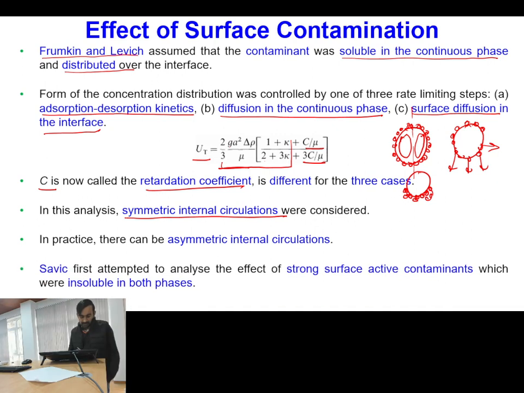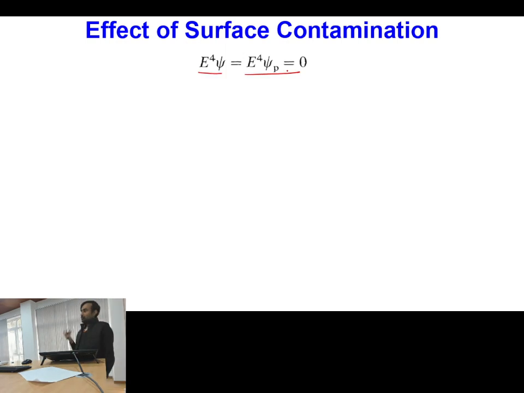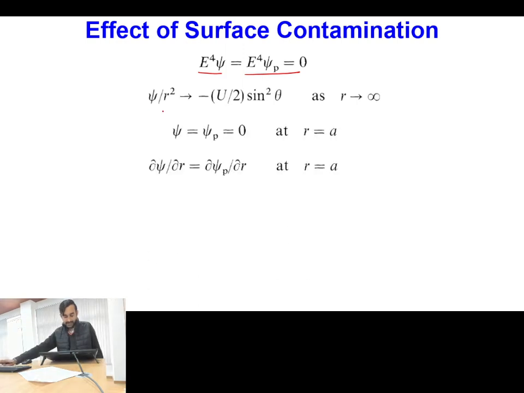Savic was the one who first attempted to analyze the effect of strong surface active contaminants which were insoluble in both the phases. So if some surfactants are not soluble in either phase, these will stay only at the interface, and will lead to stronger effects on the surface tension. In this analysis, the biharmonic equation was solved, and in this biharmonic equation, what were the boundary conditions?